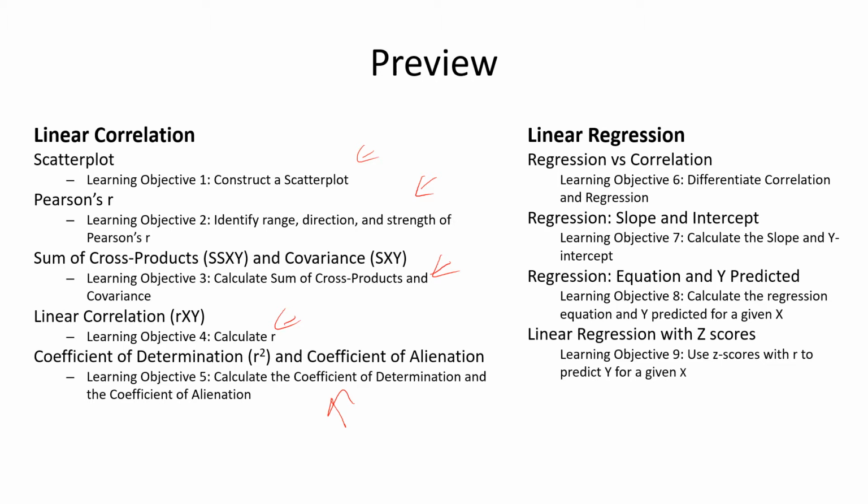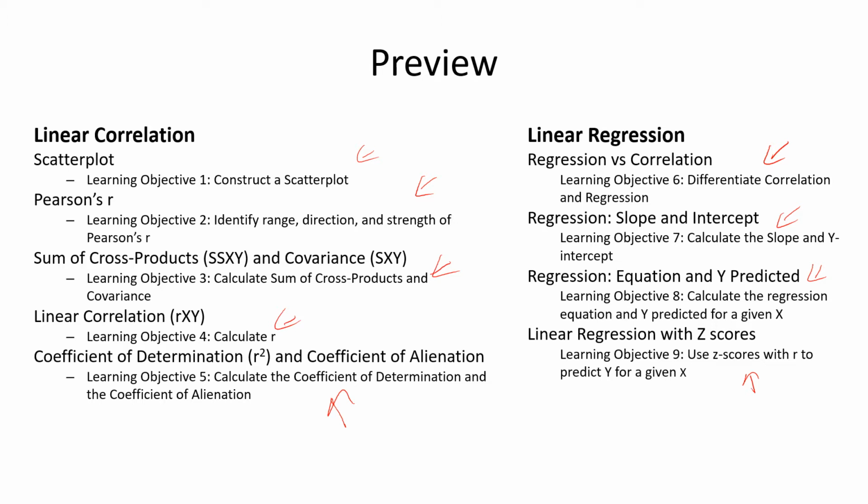Then we'll shift to regression from there, looking at differentiating correlation and regression. Then back to calculating, you'll need to calculate the slope and y-intercept. You'll need to calculate the regression equation and predict y from a given x. And then you'll need to be able to use z-scores with the correlation to predict y from an x. So as I said, there's a lot of calculation stuff, there are more objectives, but these flow into each other as you're going to see.